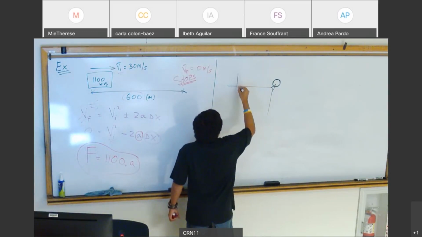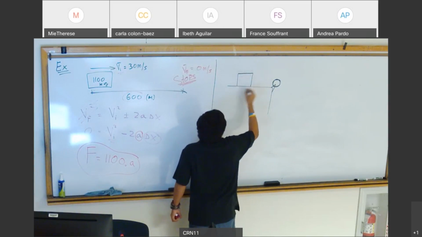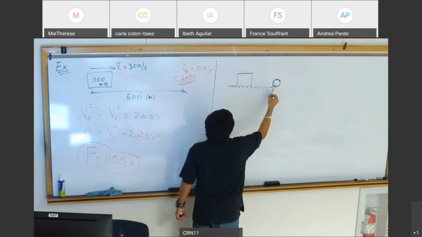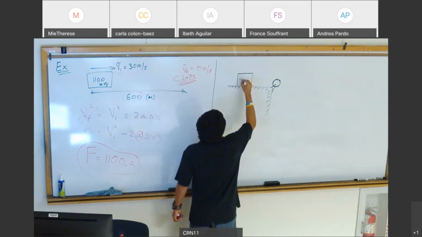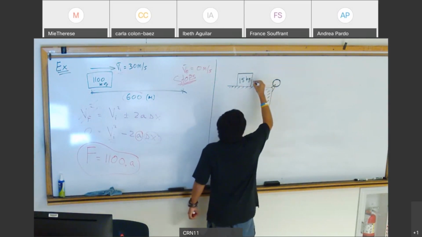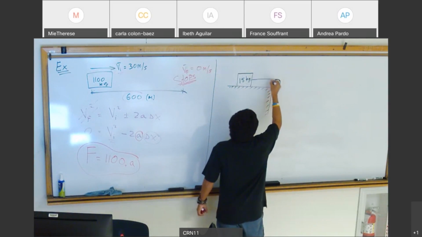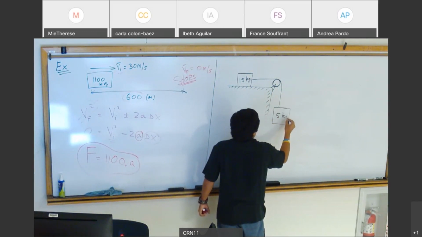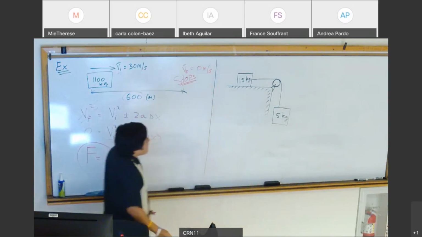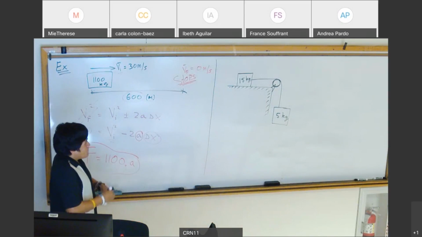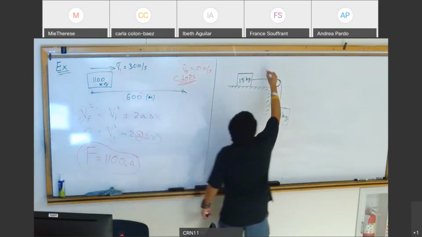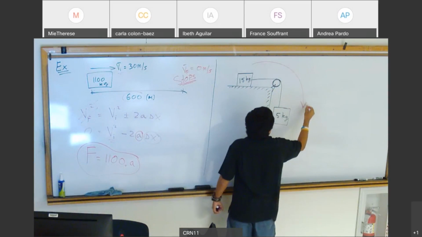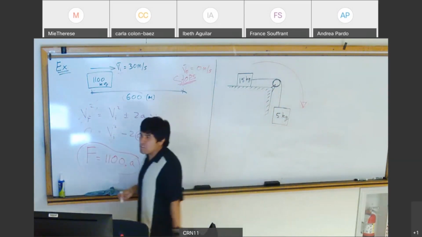So you have a mass, and we're going to assume no friction in any surface. Let's say this is 15 kg, and there is a rope, and you have here another mass. For this mass, we're going to assume 5 kg. Obviously, the system will move like that. No friction, nothing to stop it.